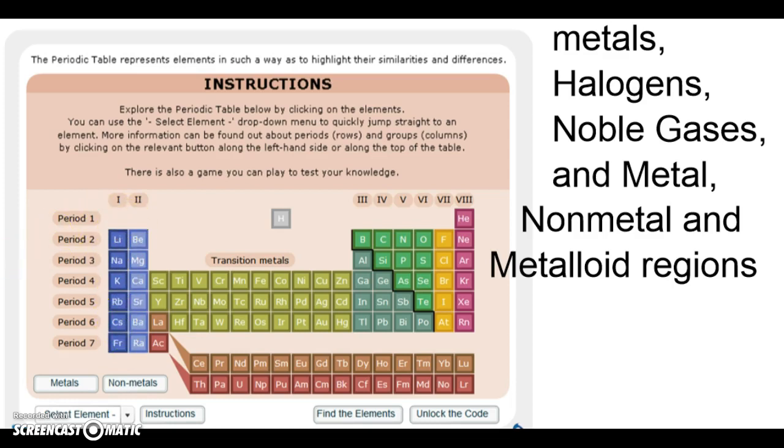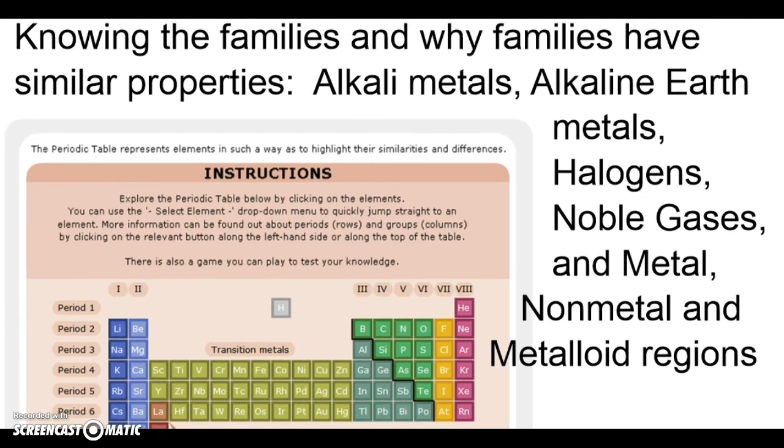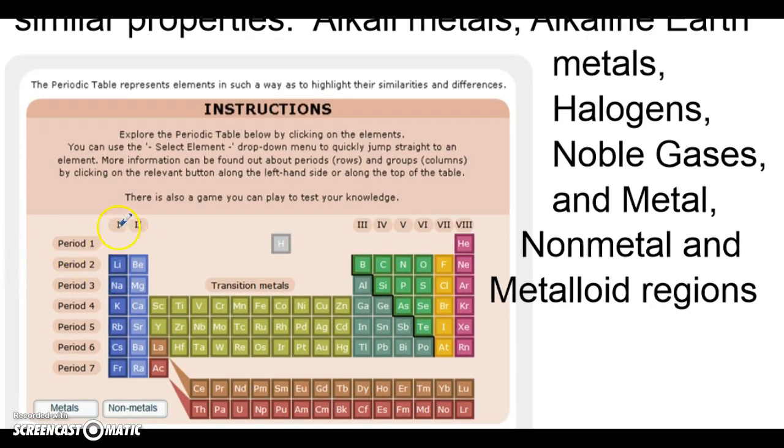Okay, so the families we need to know: the first one, these are the alkali metals. The second column, this family, is the alkaline earth metals. Skip over to here. We've got the halogens and the noble gases. Those are the four families we need to know. We also need to know where the metals are, the nonmetals, and the metalloids.